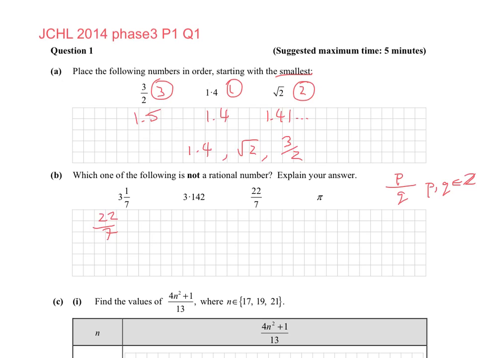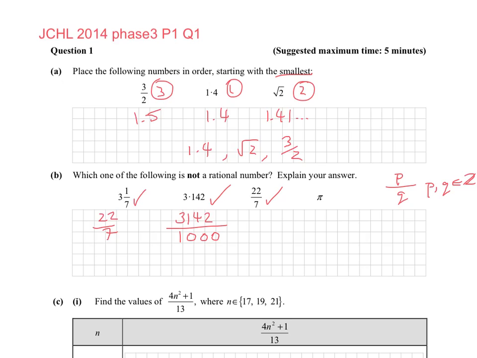So 3 and 1/7, well, 3 times 7 is 21, add the 1 gives you 22/7, so that can be written as a fraction. You've already got 22/7, that gets written as a fraction. The 3.142, well, it's truncated, it stops, it's only got 3 decimal places, so that number is the same as 3,142 divided by 1,000. So that's a fraction.